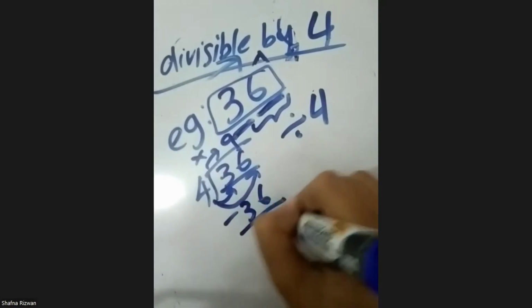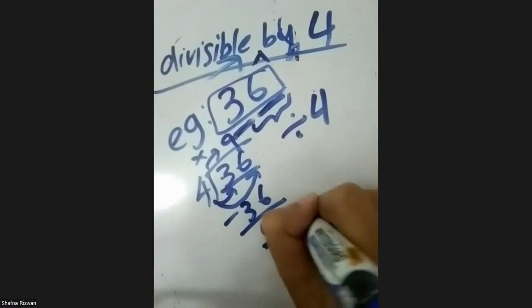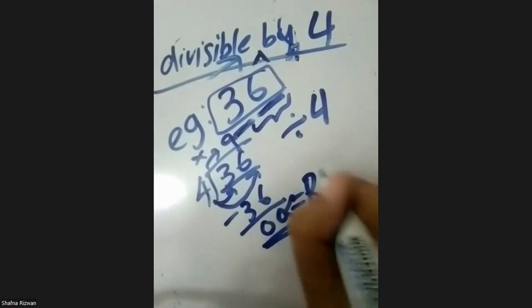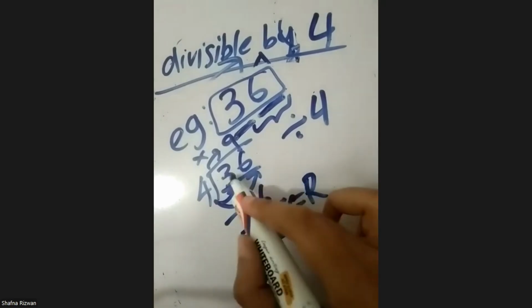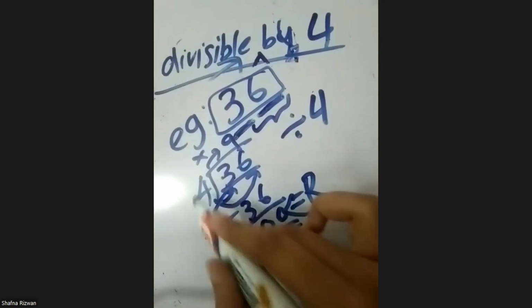Then 6 minus 6 is 0. 3 minus 3 is 0. So your remainder is becoming how much? 0. So when your remainder is becoming 0, what can you understand? 36 is divisible by 4.